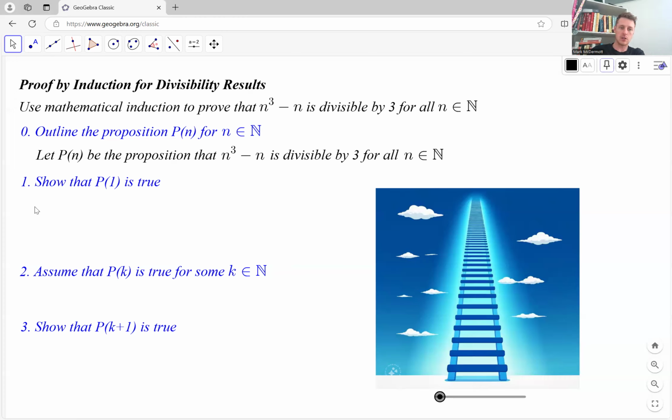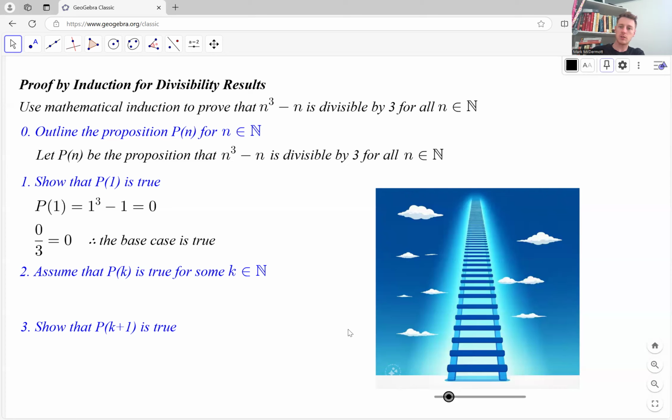The first step is to show that the base case is true. In the first instance, we would have n being 1. So P of 1 would be 1 cubed minus 1, which is 0. And 0 is in fact divisible by 3. 0 divided by 3 is 0, and there's no remainder, right? So that means it is divisible by 3, and so we can say that the base case is true. So we've got our first foot on the ladder.